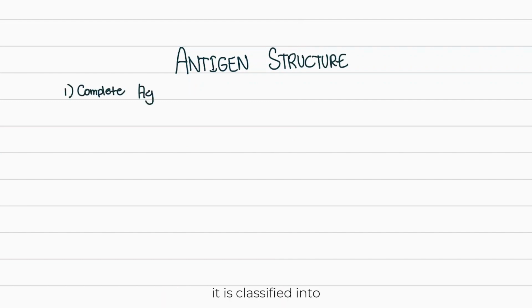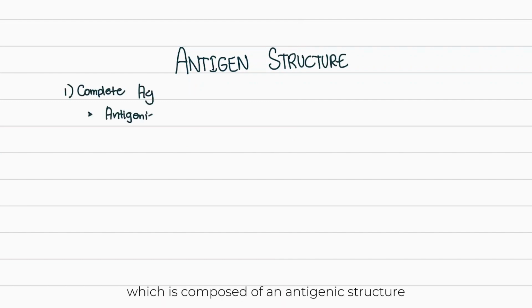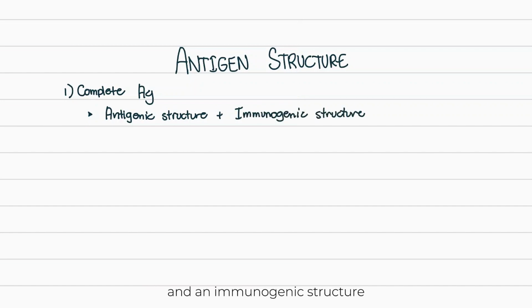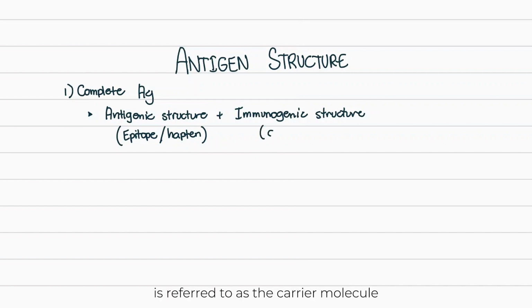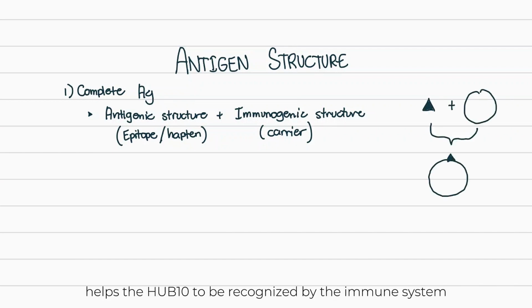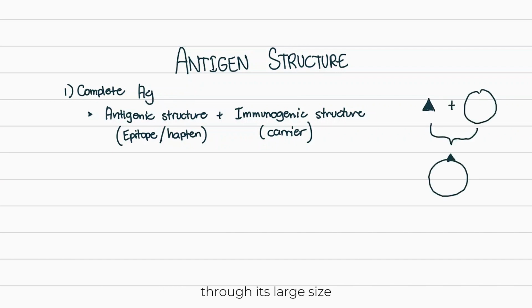Let's proceed to antigen structure. It is classified into complete antigen, which is composed of an antigenic structure and an immunogenic structure. Antigenic structure is usually what we call a hapten or the epitope itself. Immunogenic structure is referred to as the carrier molecule. The carrier molecule helps the hapten to be recognized by the immune system through its large size and stimulates the immune system to produce an antibody complementary to the epitope or hapten.